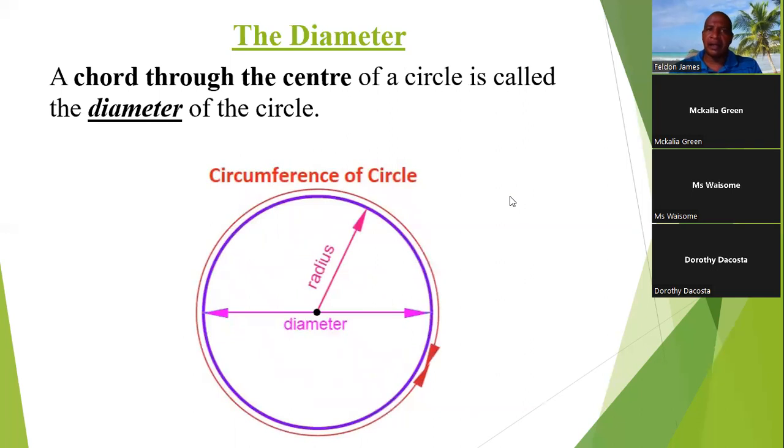Now a chord through the center of a circle is called the diameter of the circle. We know that the radius also starts from the center of the circle. So if I ask you to relate the diameter and the radius, what can you say about the diameter and the radius in terms of some relationship?